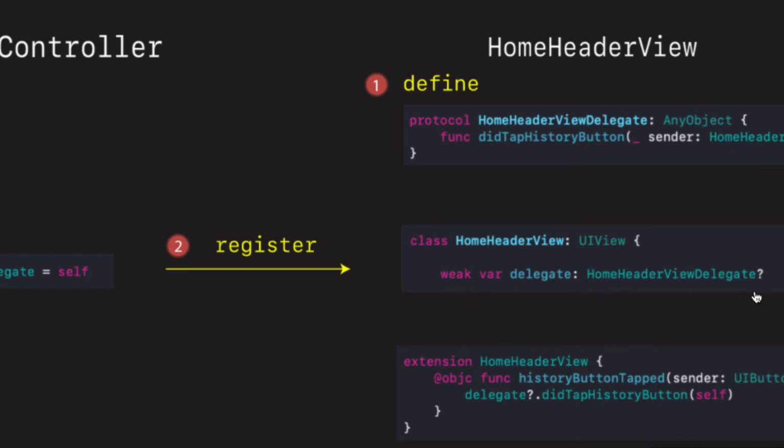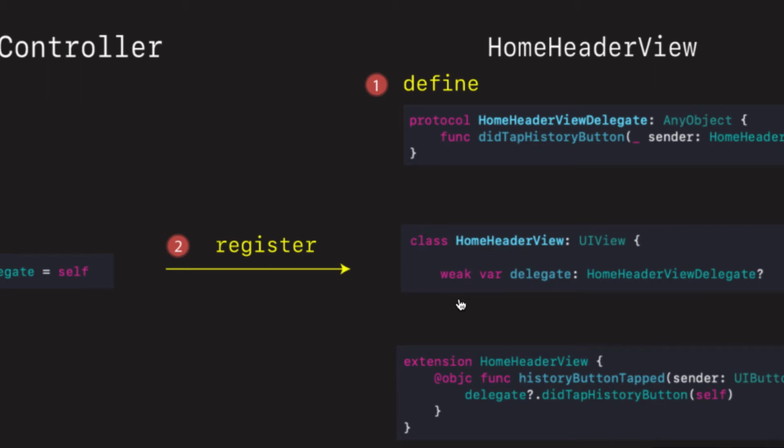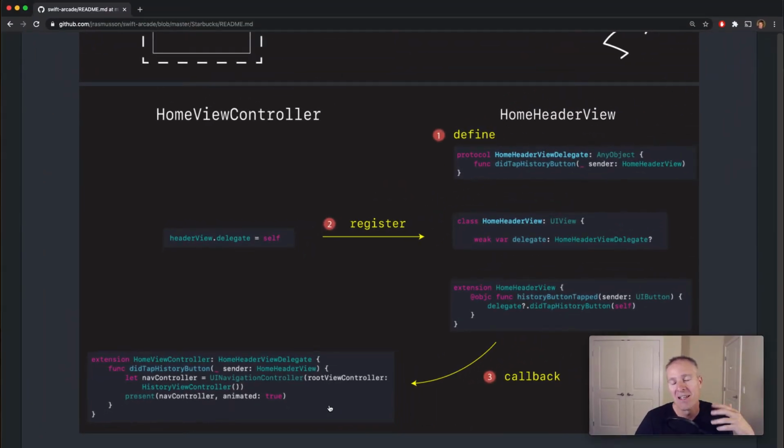The reason why this is a weak var and it's optional is because we want to avoid retain cycles. We don't want each of these guys having a strong connection to one another. So we make the delegate here weak, so if one disappears, they won't be referencing each other. Then when the actual event happens in the header view, like someone does tap that history button, if a delegate is set, and it will be because the home view controller has registered itself, we'll call did tap history button on that, and that will send a message back to the home view controller, and they are then free to do whatever they want. In this case, present the new home view controller that we're going to incorporate in. So let's jump into the code now and see what this looks like in action.